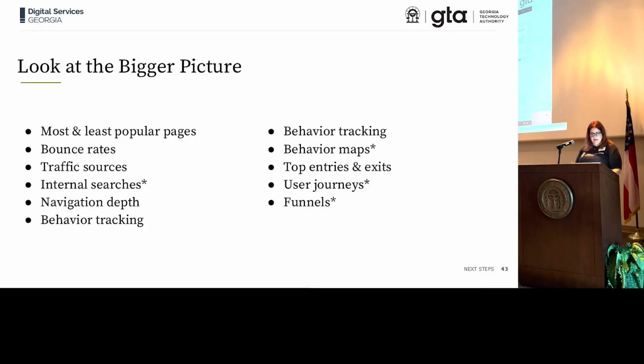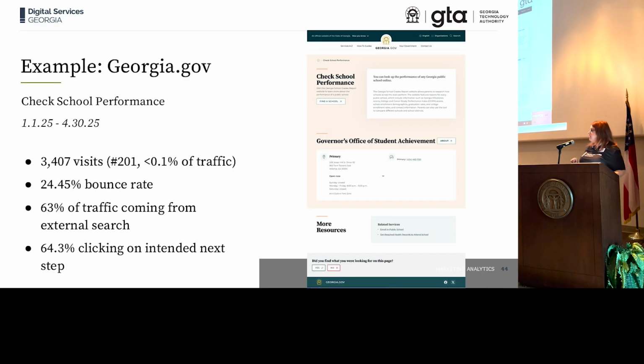So for example, let's look at a service page we have up on georgia.gov. This is a real service page. You can go to our site and you can see this right now. We get about 1 million visits a month on georgia.gov. So 3,400 visits for the first 4 months of the year is really not a lot. It's actually about 0.1% of traffic and number 201 on the list of our most popular pages.